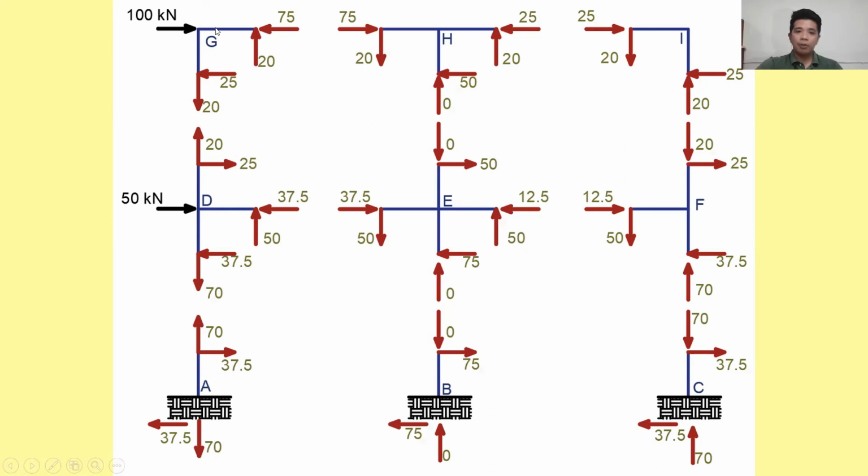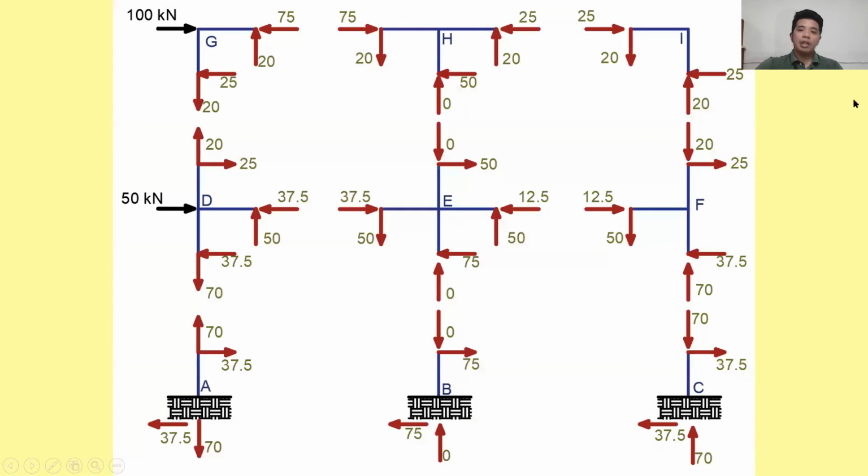Kasi kailangan nyo na ma-compute yung mga values ng shear and moments at this point and at this point, at this point, and at this point. So yun yung mga kailangan ma-identify. So ito sila, these are initial calculations lang, initial values that you will be using in analyzing member by member.